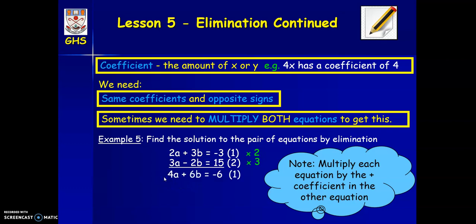Equation 1 becomes 4a plus 6b equals negative 6. Remember, every single term is multiplied by the 2. And equation 2 becomes 9a subtract 6b equals 45 because every term is multiplied by 3. Then we proceed as we have done for all the other elimination examples. Let's do question 5 in completion.